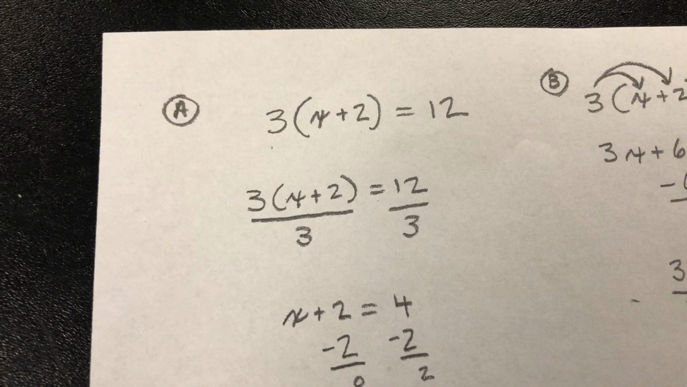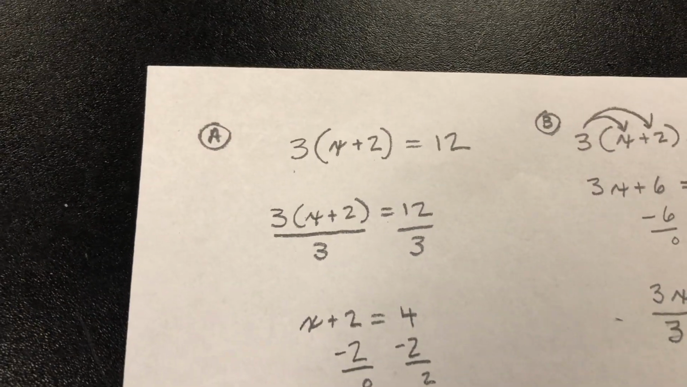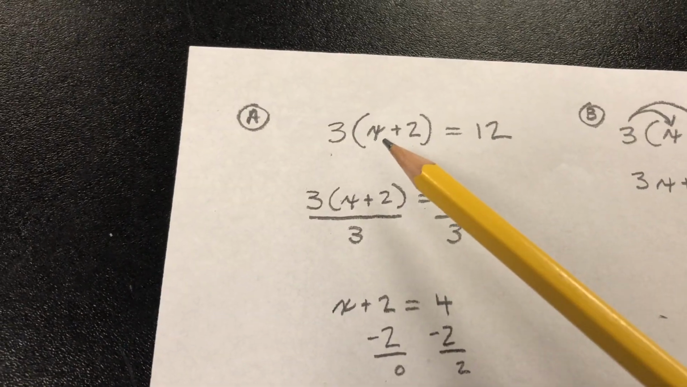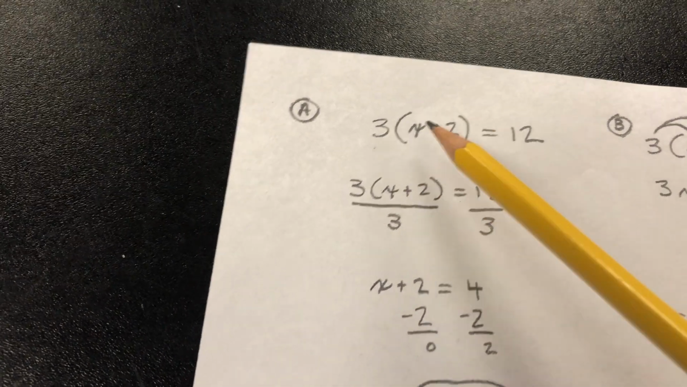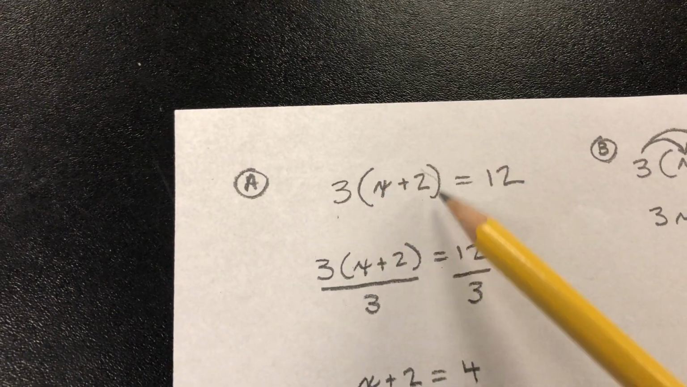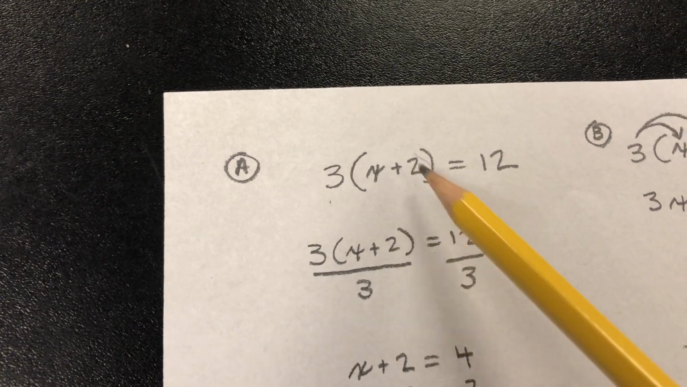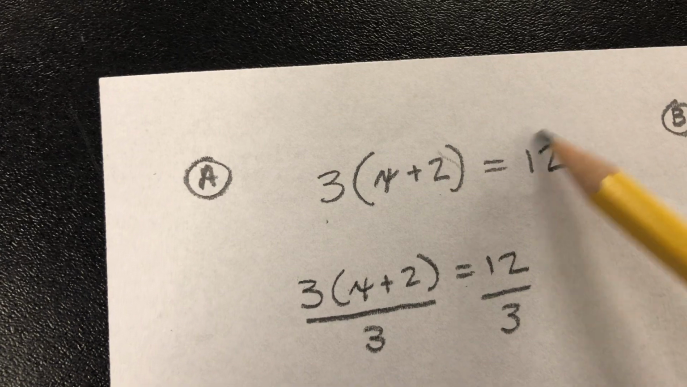So this is 3 times x plus 2 equals 12. This x plus 2 bit here represents 1 pouch and 2 coins. And this 3 means there's 3 groups of these. When you have a number next to a set of parentheses like that, that means multiplication. So we're multiplying this 3 by this x plus 2. Again, that represents these 3 groups of 1 pouch and 2 coins. And then on the right side of the equation, we've got a 12 right there.